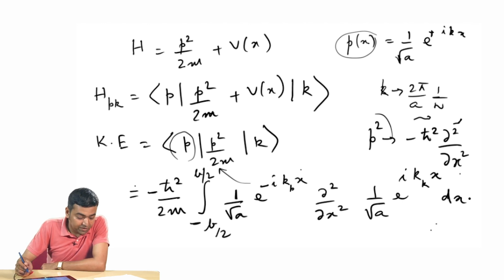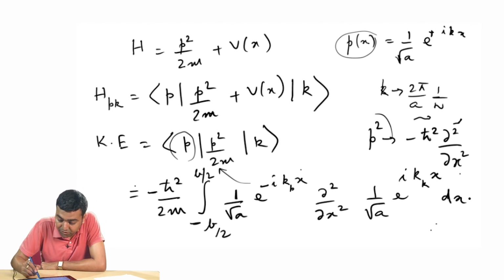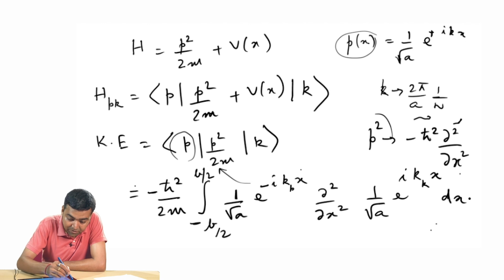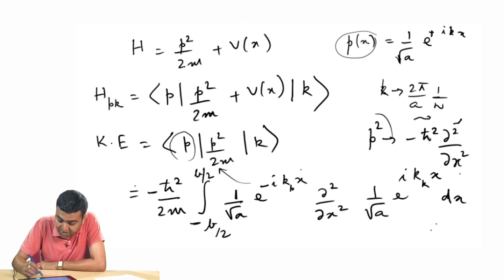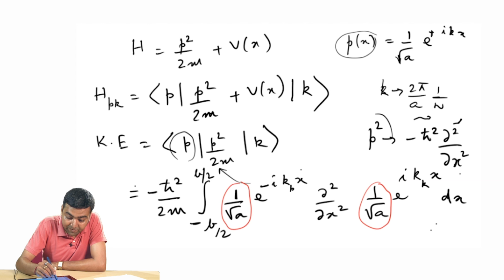If I try to simplify things, now these two are constants. They do not depend on x. So, I can bring these two outside the integral. What I am left with is the following.